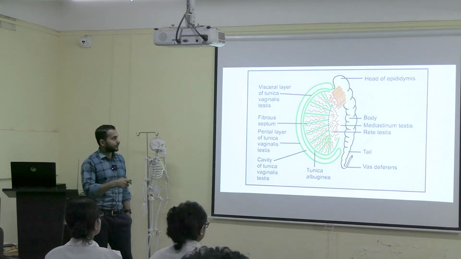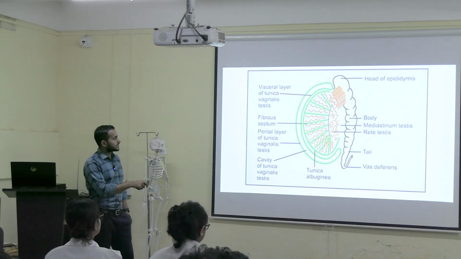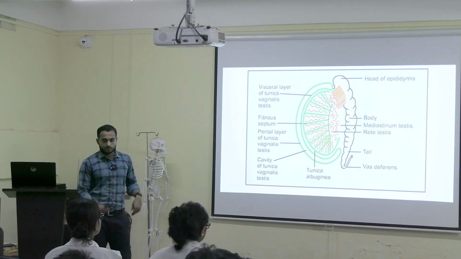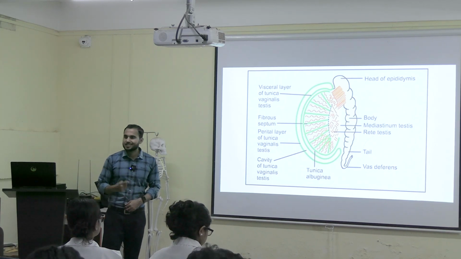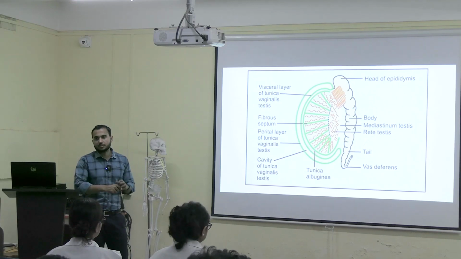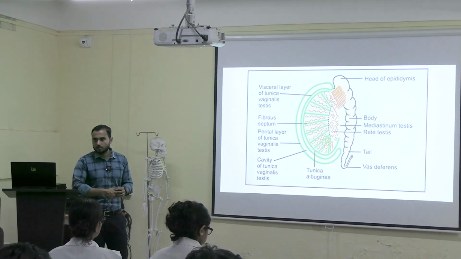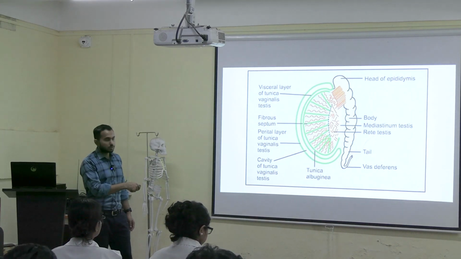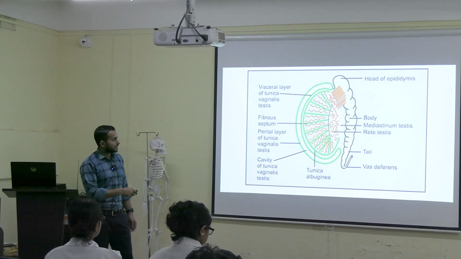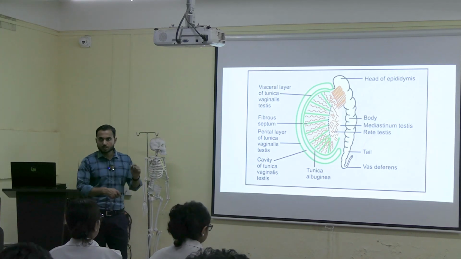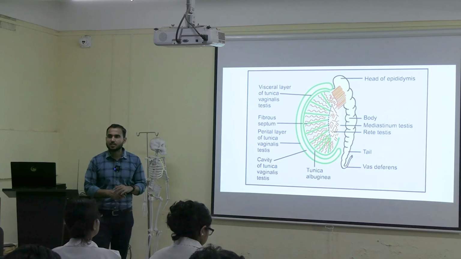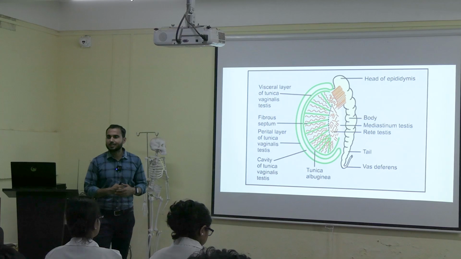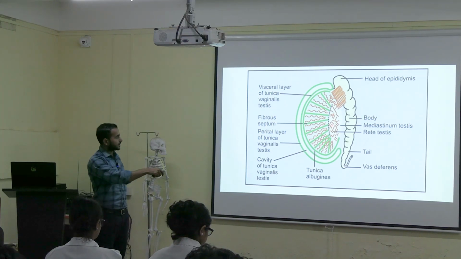If you see one particular lobule, inside it highly coiled seminiferous tubules are there, 2 to 3 in number. If you stretch them, the length will become approximately 60 centimeters, and the diameter is approximately 0.2 millimeter. Those highly coiled seminiferous tubules become straight tubules, which enter the mediastinum testis. Once entering, they anastomose with each other to form a network of tubules called the rete testis, as you can see over here.